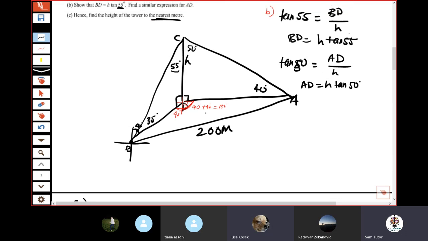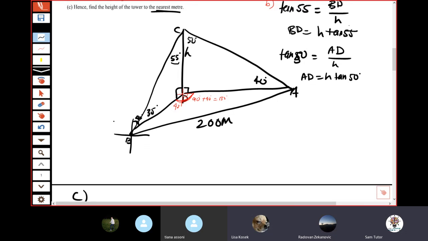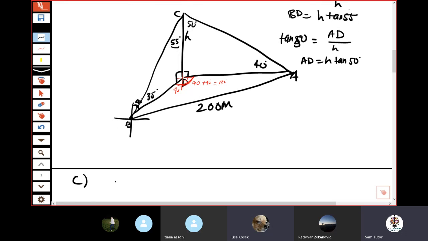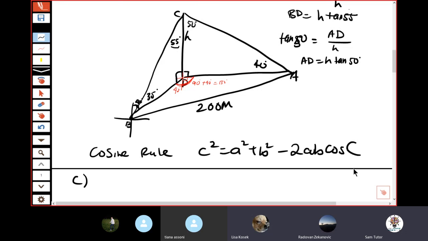Does anyone know what we're going to use other than Pythagoras? Would it be the cosine rule? It would be the cosine rule. Do you remember what the formula was? Is it A squared equals B squared plus C squared? I do C squared equals A squared plus B squared, and minus 2AB cos C. That's it. C squared equals A squared plus B squared minus 2 times A times B times cos C.